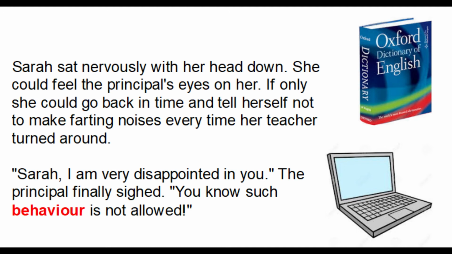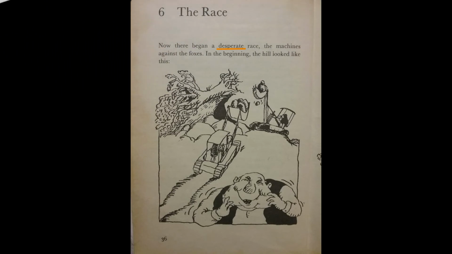All right, let's get into the text now, and we're going to look for some vocabulary words to find the meanings of. All right, so we left off where Mr. Fox and the other foxes started to hear the tractors above starting to dig. So now at chapter 6, called The Race, let's see what happens next. Now there began a desperate race, the machines against the foxes. In the beginning, the hill looks like this. Take a look at the picture.